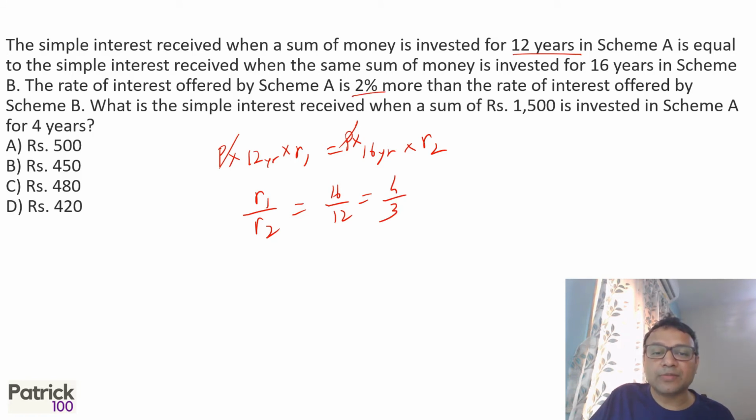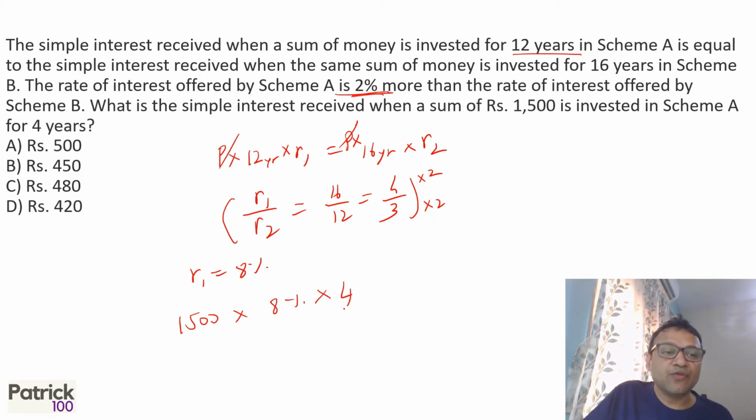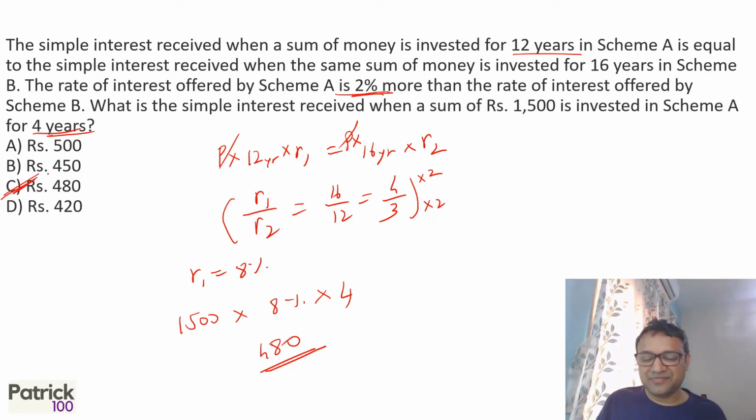But we want a difference of 2%. Now the difference is 1. To make it 2, we multiply by 2. So basically we get R1 as 8% interest. That means 1500 is invested at 8% interest for 4 years. That's what I mentioned, 4 years. If you solve this, you will get the answer as 480 rupees. C option, that's the answer.